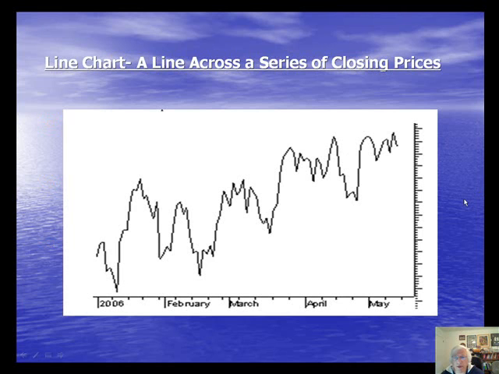The line chart is a line that connects a series of closing prices. And you can see from the chart on your screen that the stock has uptrended during the time frame shown, but in a very volatile manner. That's the information you'll get from a line chart.